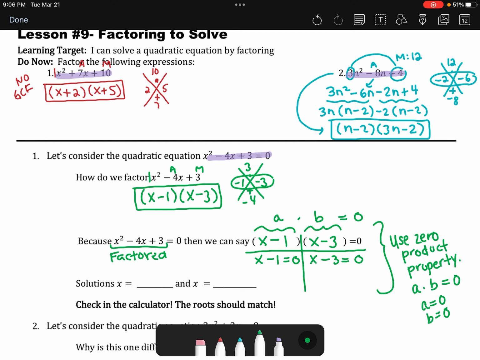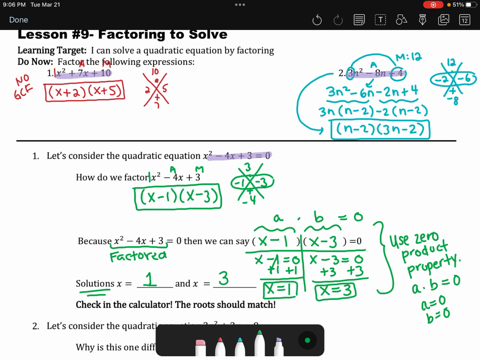So how do we get rid of a minus 1? We add 1 to both sides, and x equals 1. So when I plug 1 into the equation, I get 0. And I add 3 to both sides here, and I get x equals 3. If I plug 3 into the equation, I'll also get 0. So what are my solutions? My solutions are x equals 1 and x equals 3.